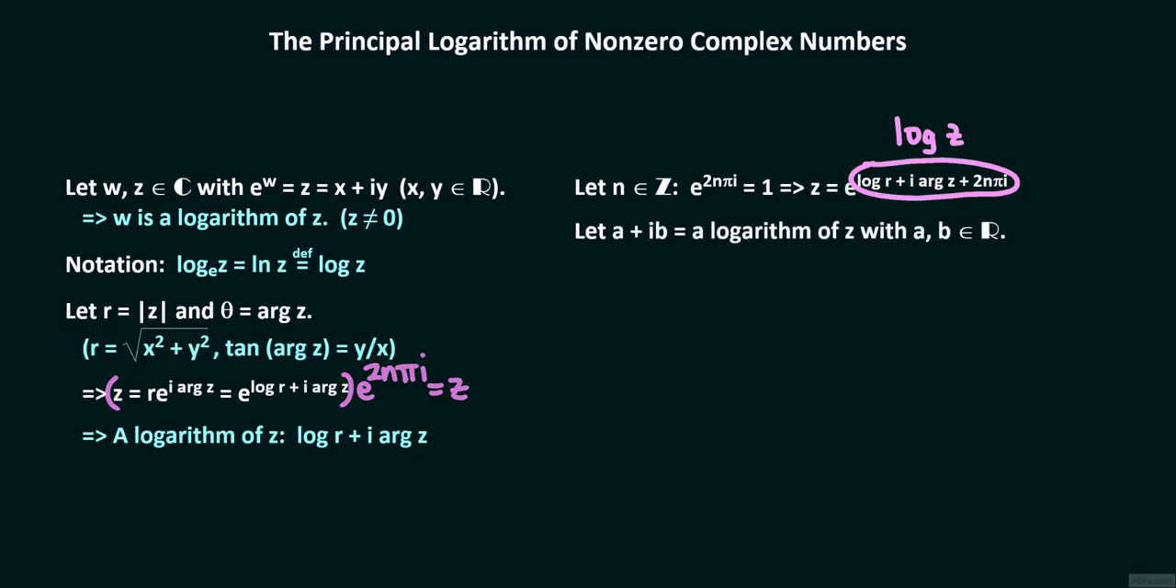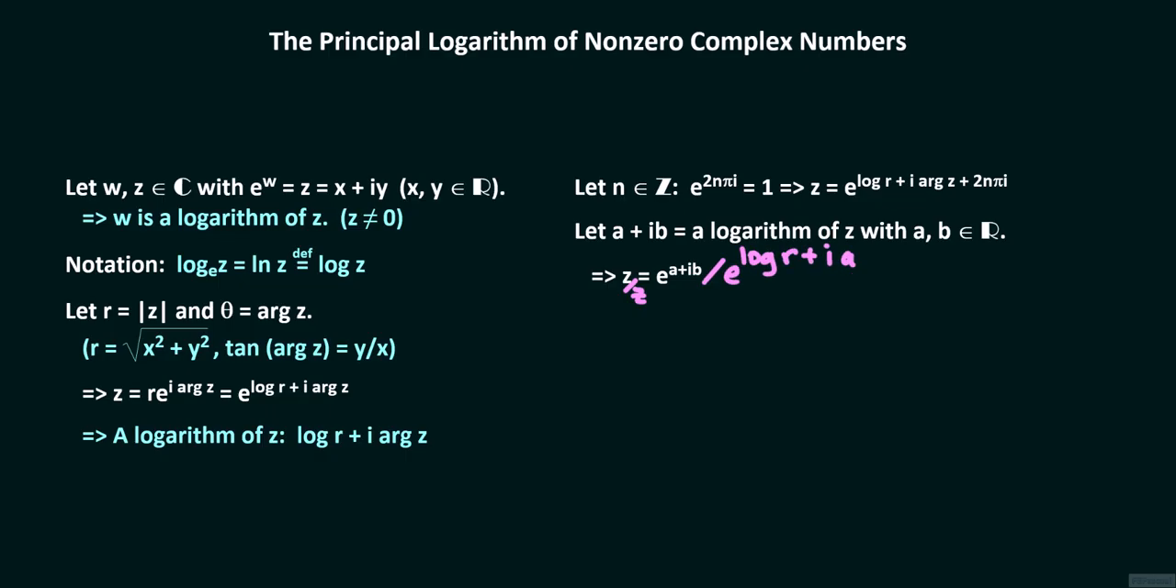Conversely, let a plus ib be any logarithm of z where a and b are real numbers. We will show that a plus ib equals log r plus i times any argument of z plus 2n pi times i for some integer n. Because a plus ib is a logarithm of z, z equals e raised to the power a plus ib. Dividing z by itself, and e raised to the power a plus ib by e raised to the power log r plus i arg z, we get 1 equals e raised to the power a minus log r plus i times the quantity b minus arg z.